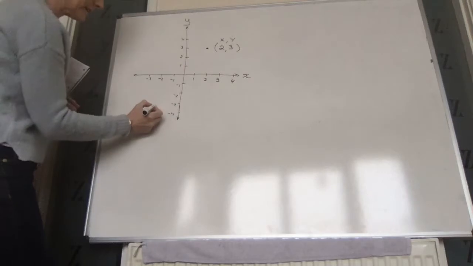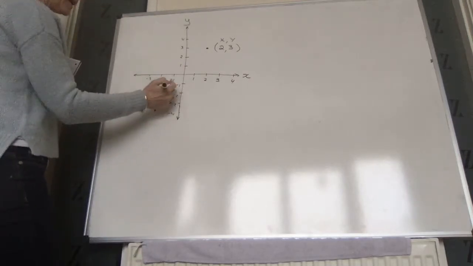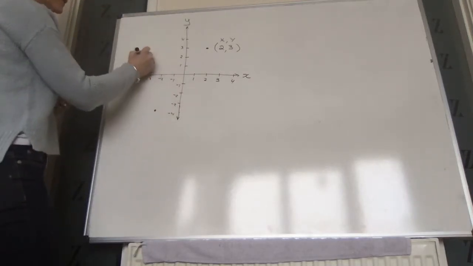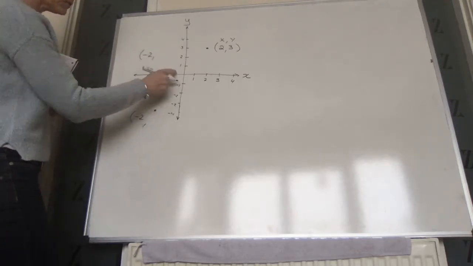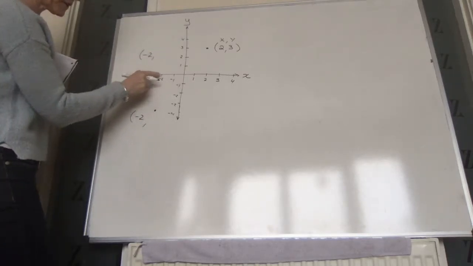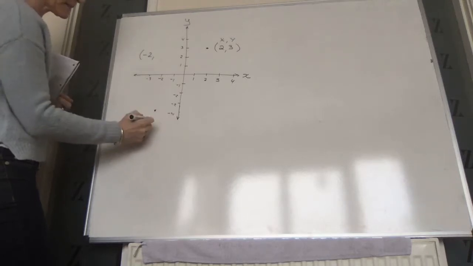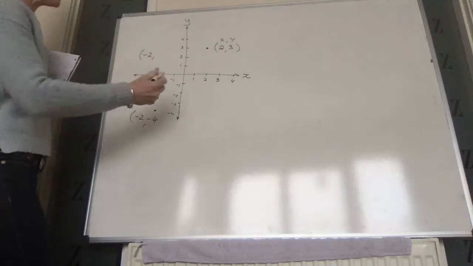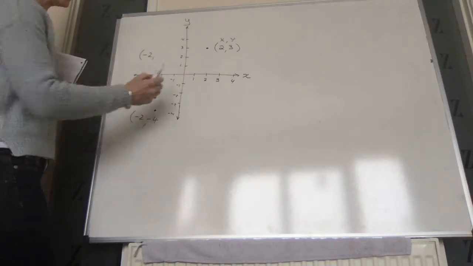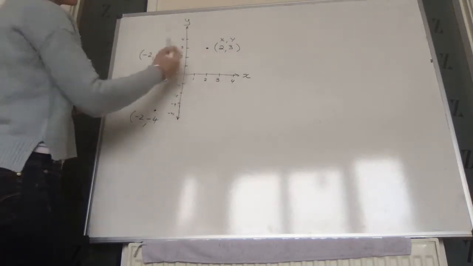A point over here, that's out -2. I'll put it down here. -2 is the x coordinate first, and then the y coordinate is -4. Okay, so hopefully everybody will understand how to do that from last year. X coordinate first, y coordinate second.